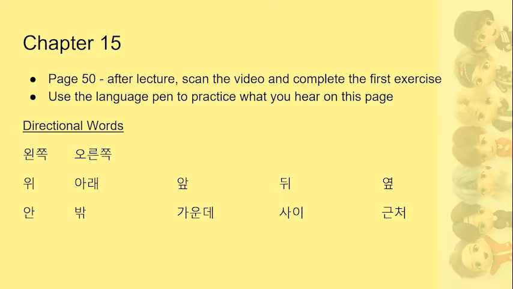I think the language pen just translates this to right and left, but basically 왼 indicates left and 오른 indicates right. And this 쪽 is kind of like saying side. So this is like left side or right side.